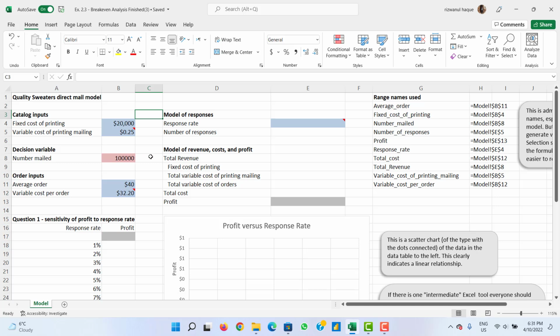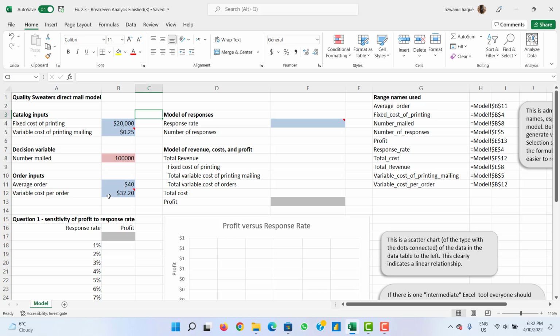So you print 100,000 mail and decided that you will send this postal mail by post to almost 100,000 people. So this is my decision variable. And there is also called average order. So you are expecting that if anyone buys a sweater from you, then it can give you $40 per sale. So you have a revenue of $40 per sale.